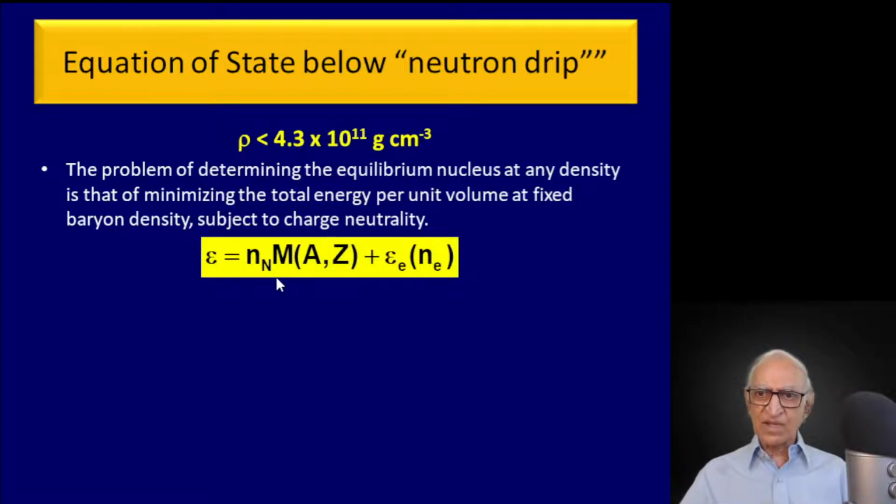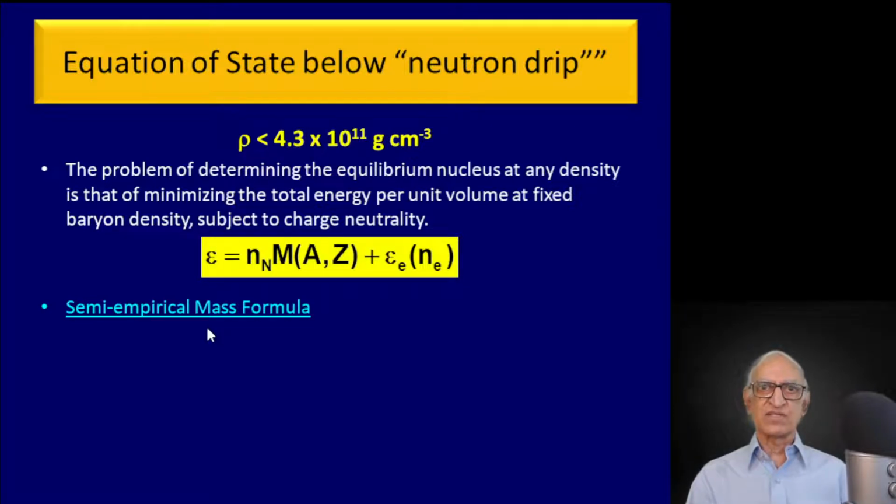How do you calculate the energy of a nucleus of atomic mass A and atomic charge Z? You use something known as the semi-empirical mass formula, which was first discovered by Carl von Weizsäcker in the late 1930s. We shall not go into that, but those of you who are studying MSc Physics would have studied this. The essence of this mass formula is simply the following.